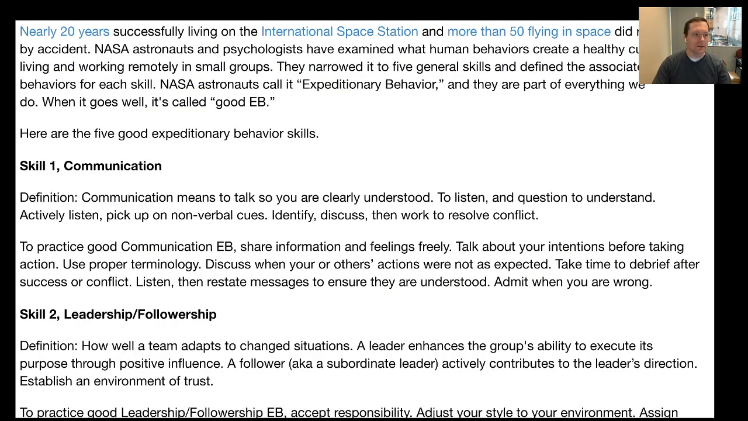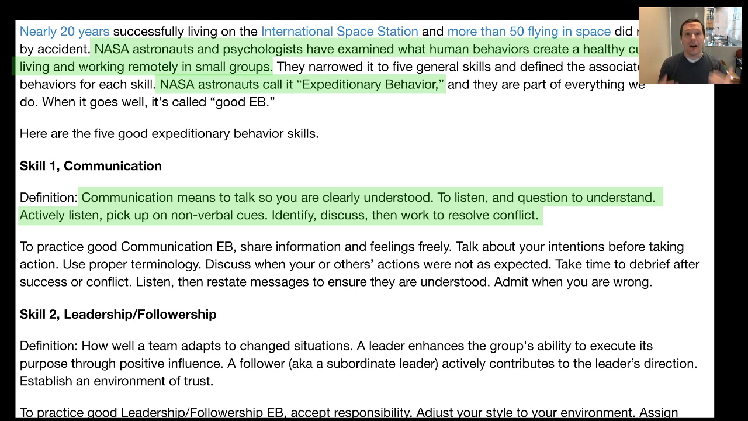So they did their work. I said, here's the key. Astronauts and psychologists, experts, figured out healthy culture, five general skills, expeditionary behavior. So again, that notion of we are out seeking. So communication, clear and understood, to listen, to be active, nonverbal cues, which admittedly right now, my nonverbal cue is a green LED. It's kind of weird.